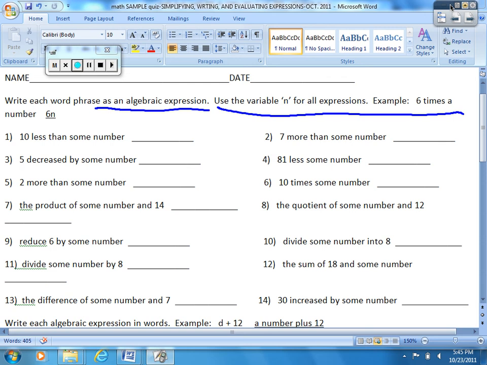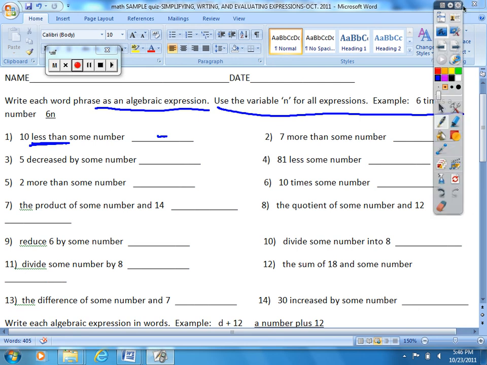10 less than some number. Well, I'm going to use n, and once again I see the keywords less than. Well, what should I do? Well, I know I'm going to subtract. The big question is, which number or letter comes first?